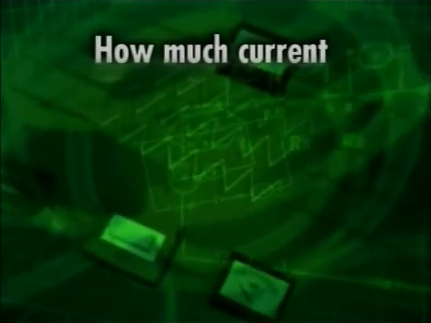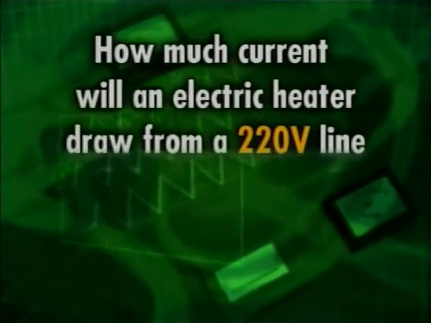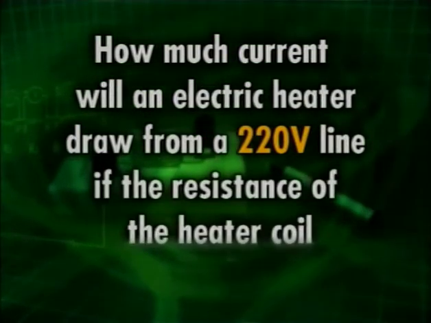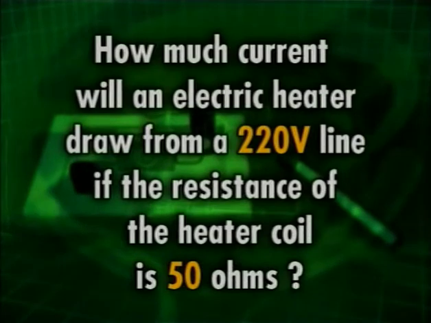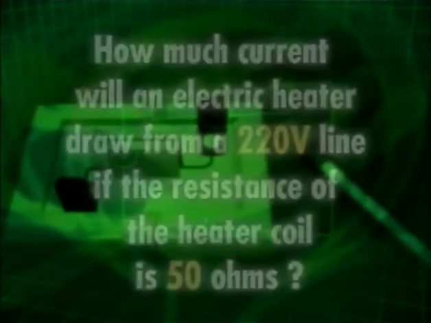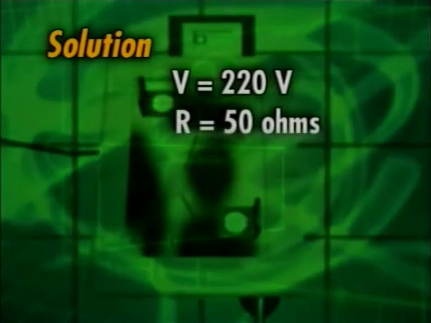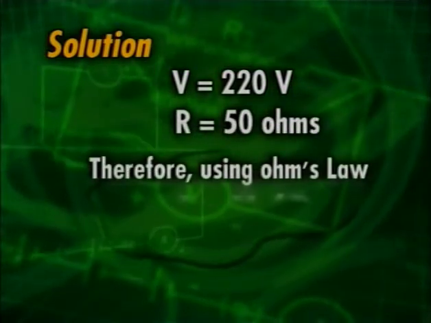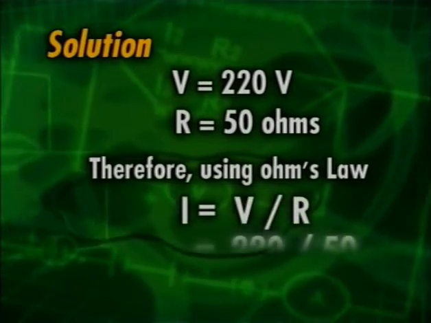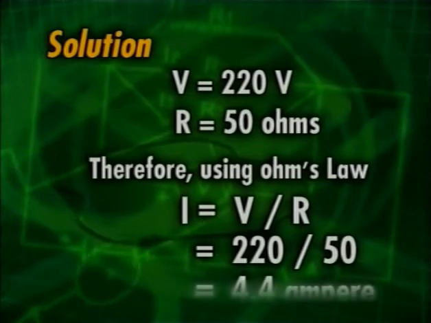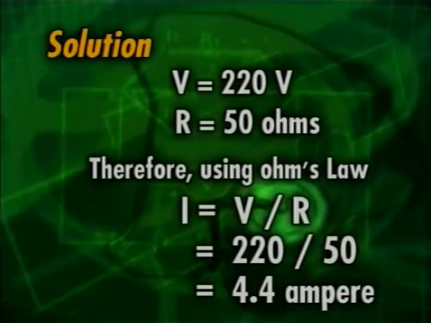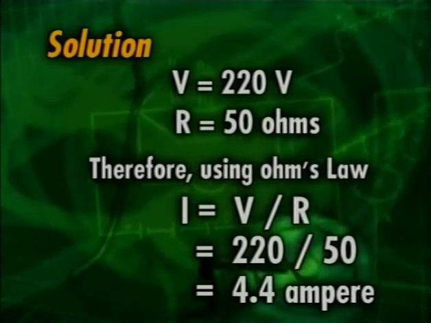Let us now look at one practical numerical example, how to use Ohm's law. How much current will an electric heater draw from a 220 volt line if the resistance of the heater coil is 50 ohms? Solution. V is equal to 220 volt. R is equal to 50 ohms. Therefore, using Ohm's law, I is equal to V upon R. That is equal to 220 divided by 50, which gives 4.4 ampere.